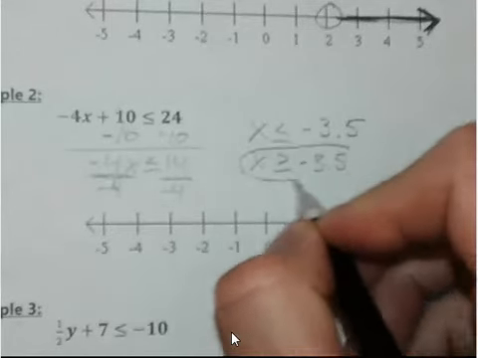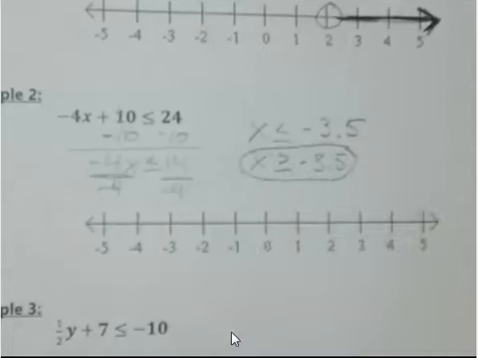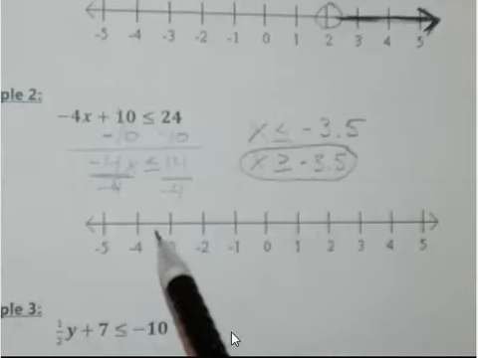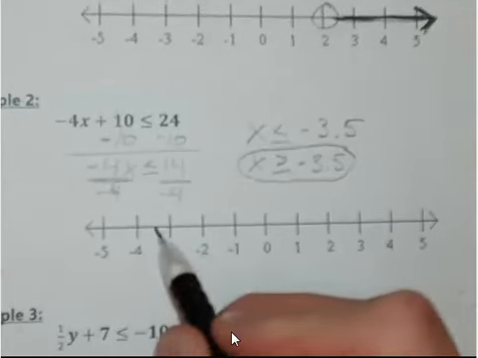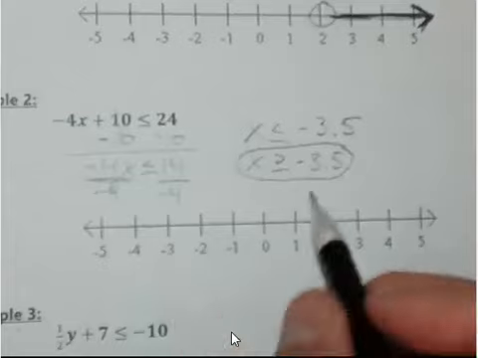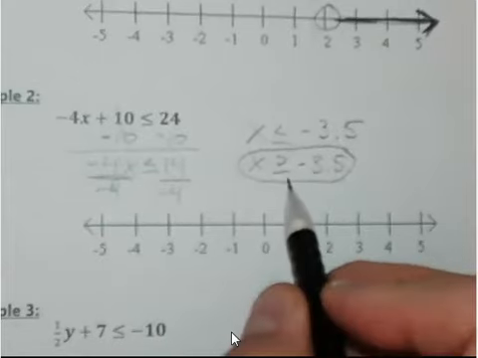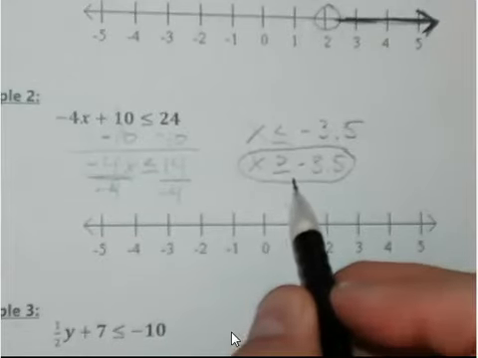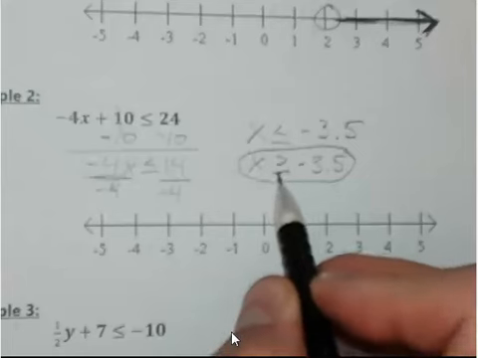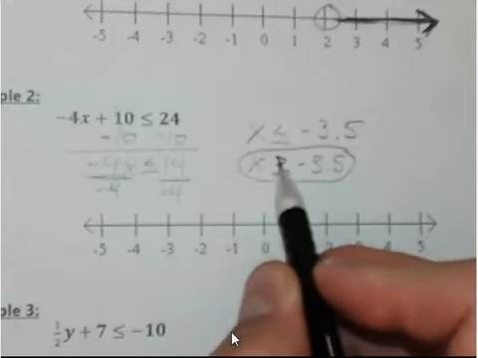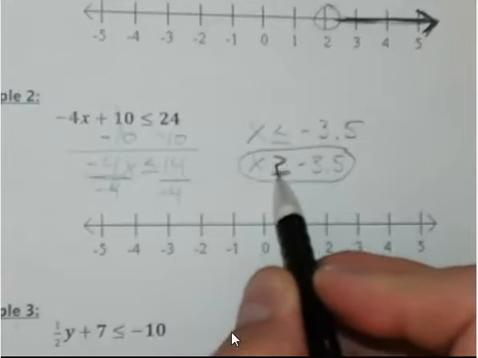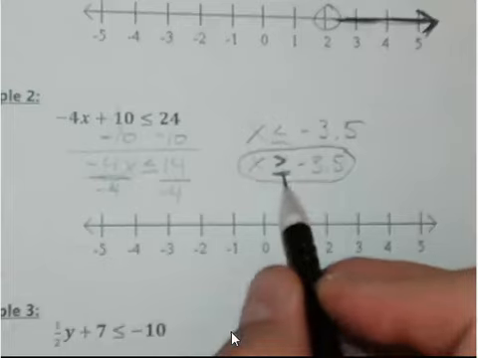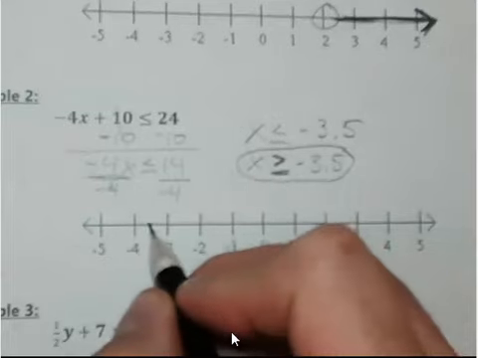negative 3.5. Now to graph this, obviously negative 3.5 isn't exactly on this number line, but we can just put our point halfway in between negative 3 and negative 4. So we have to figure out if we're going to have an open circle or a closed circle. Like I talked about in the previous problem, we have our line underneath, x is greater than or equal to, so we're going to have a closed circle at negative 3.5.